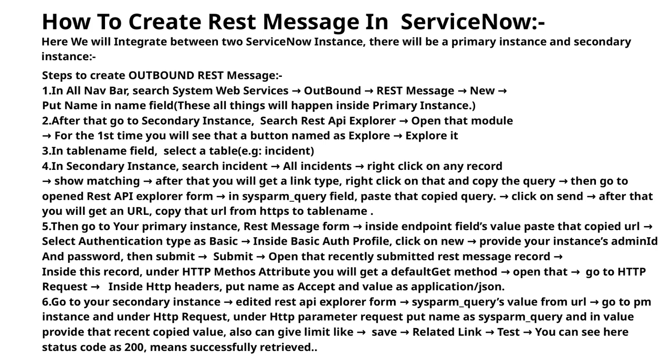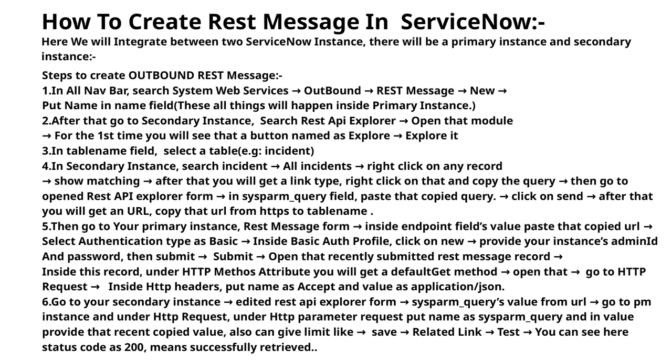Next, we switch over to the secondary instance. Here, we search for the REST API Explorer and open that module. The first time you do this, you'll see a button labeled Explore. Click on it to start exploring the API. Once inside, you select a table, for example, incident from the table name field. Then, in the secondary instance, you search for incident, view all incidents, and right-click on any record. Choose Show Matching, and a link with a query will appear. Right-click on that link and copy the query.